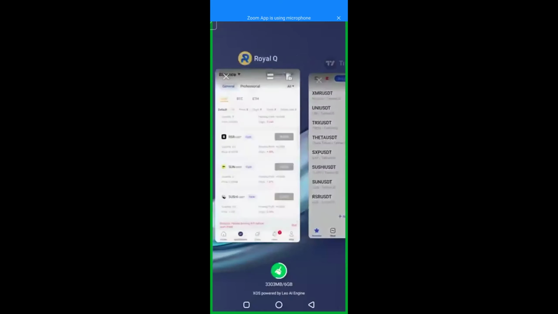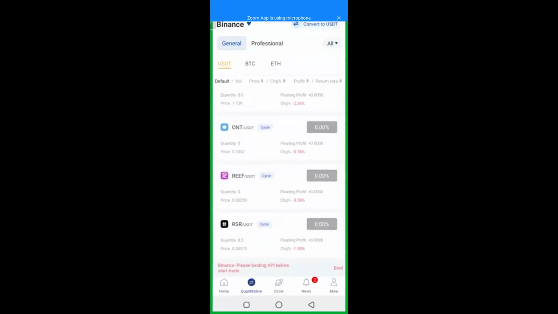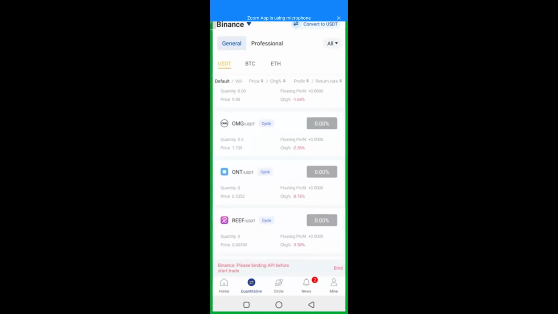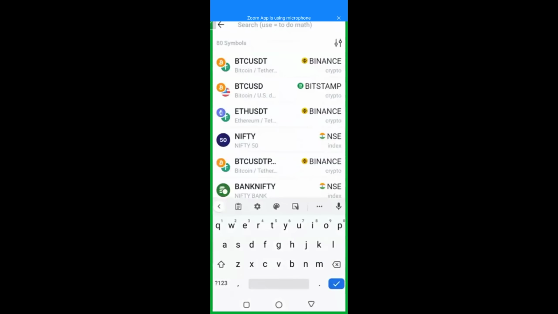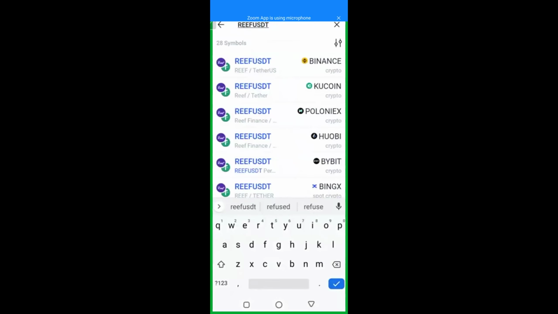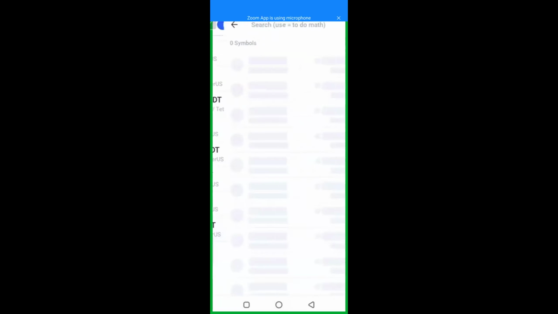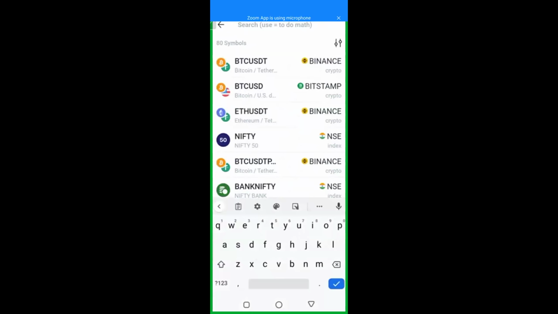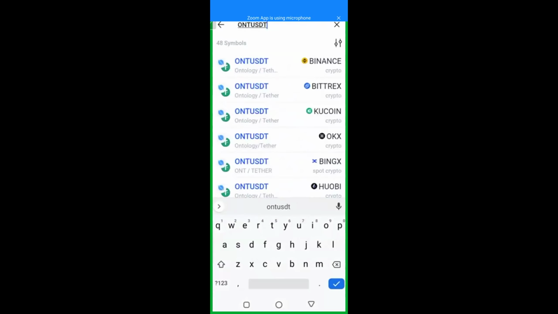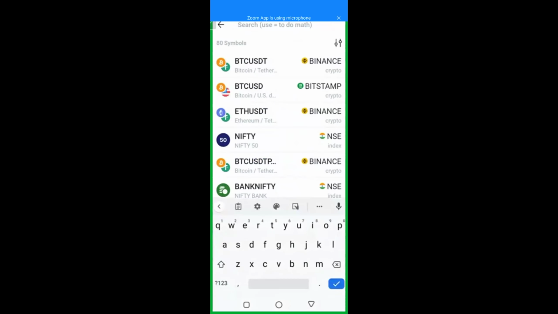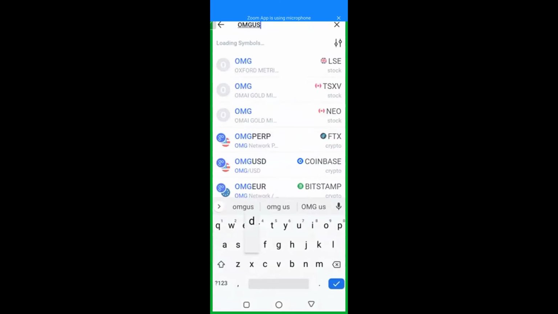Then we go back again. We are doing very well. We have REIF, ONT, and OMG. So we start. Okay. We have REIF USDT. You see, I'm writing the full name. Okay. Then we have ONT USDT. Okay, that is Ontology. Then we have OMG USDT.